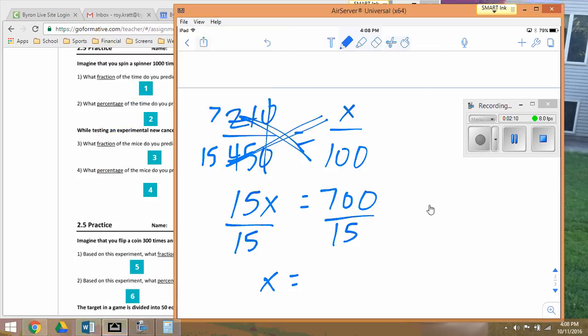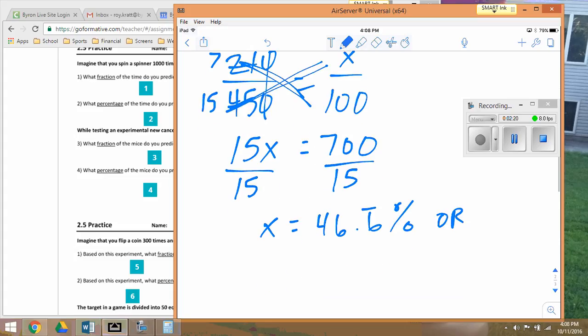So as I go ahead and type this in here, that's going to be 46.6 repeating percent, or 46.7%. Okay? So again, when you go ahead and type it in, though, to go formative, you can't really type it in with the bar over the top. So you'll just need to go ahead and type in 46.7% and round that to the nearest tenth. So this is the only answer that go formative would allow.